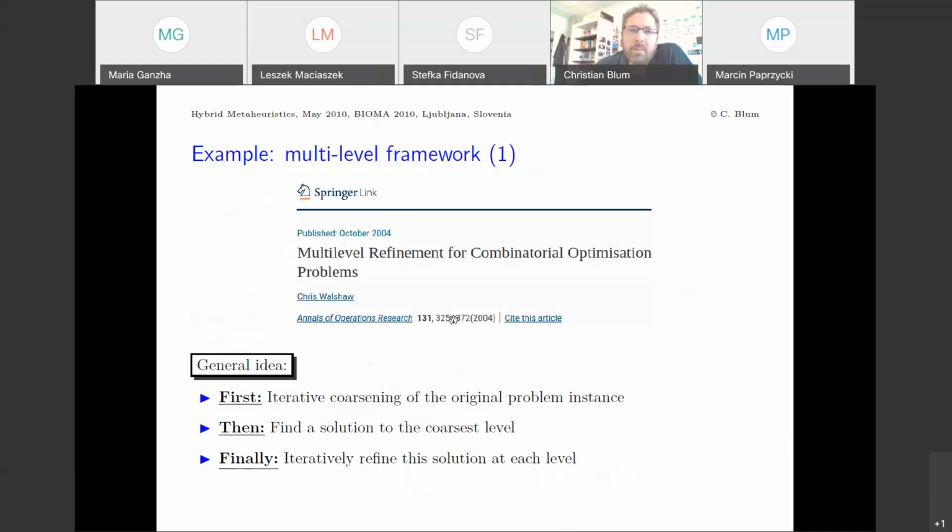So the second example that I want to explain is on multi-level frameworks. I want to go rather fast over that because I'm speaking already for 30 minutes. So the general idea is first you iteratively coarsen the original problem instance, then you find a solution to the coarsest level, to the smallest level, and then you iteratively refine the solution at each level.